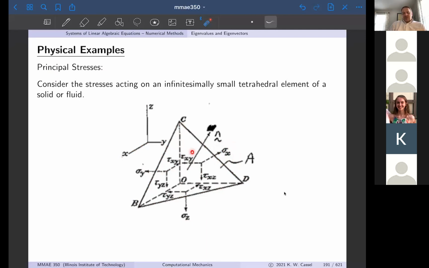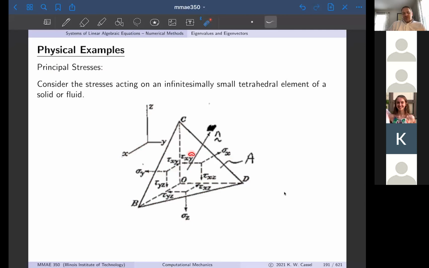Then the taus are the shear stresses, and you'll notice they have two subscripts. The first subscript tells you the face that they are on, and the face is defined by the outward facing normal. So this is an x face. It's in the yz plane, but the outward facing normal is in x. So this is the x face. That's why the first subscript is x for all three of them.